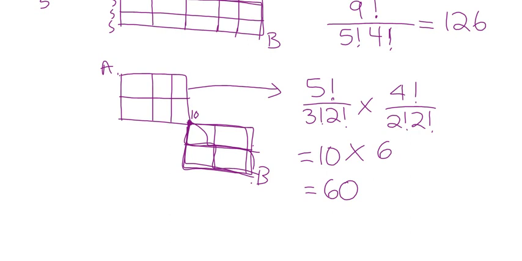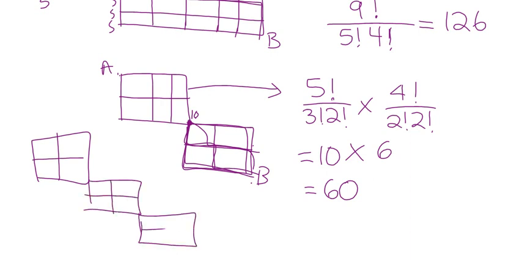So if you get blocks that are set up in this pattern, then that question is doable. You just work out each individual block: how many ways here times how many ways here times how many ways here. Just do them each separately and multiply them together. Okay, that's all you have to know about pathways.